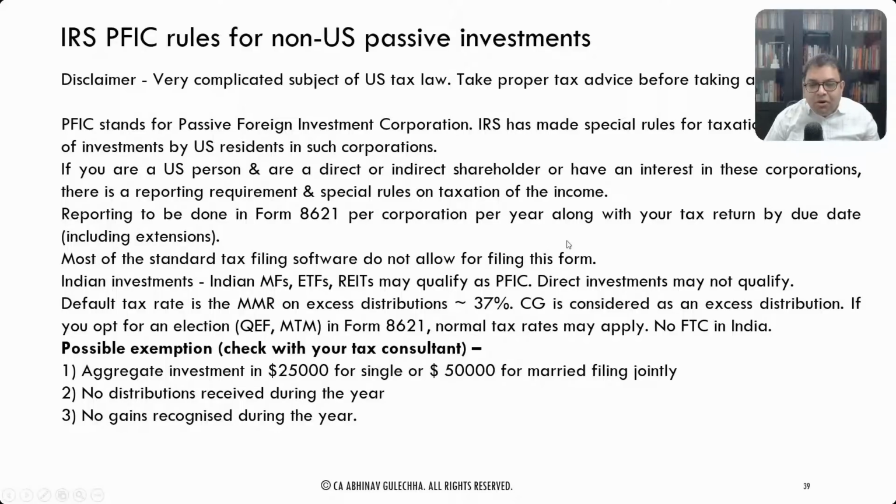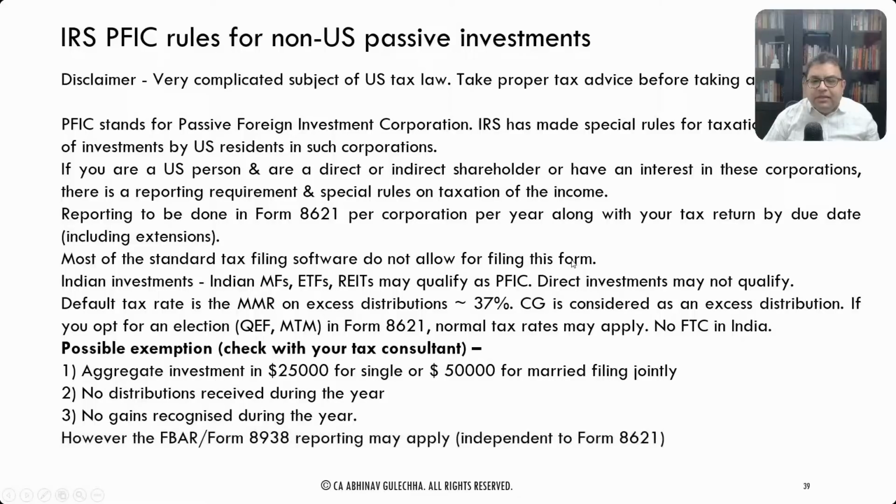Now again, the way the law is drafted in the instructions to Form 8621 is that it says that for a section 1291 fund, you don't need to fill Part 1, Part A, right? The impression is definitely that you don't need to fill this report, because Part A is where you give the details of the investment, right? So this is my view, that if you fulfill all these three conditions, then you may not have to file this report, and you may not be taxed at the maximum marginal rate, right? But please check with your tax consultant on this.